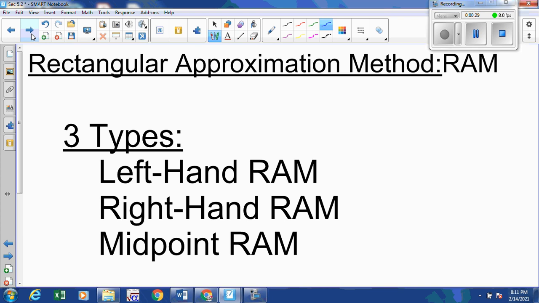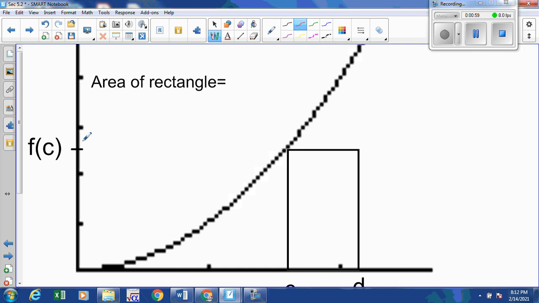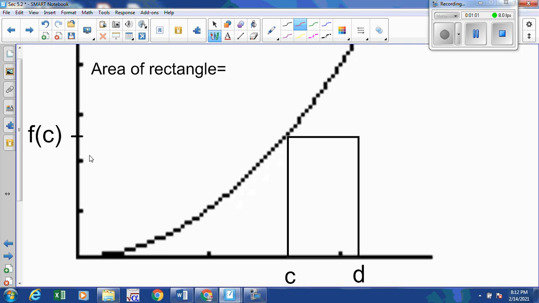If we look back to what we looked at last time, we talked about the RAM rule, or the rectangular approximation method, as a way of estimating the area underneath the curve. We looked at three types: a left hand, a right hand, and a midpoint, and we did some of these by hand. We calculated the distance traveled with velocities of a car, and many times we just used the program on our calculator to find this.